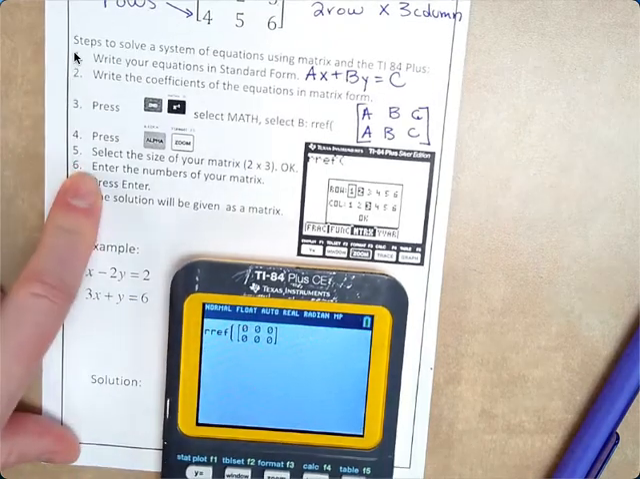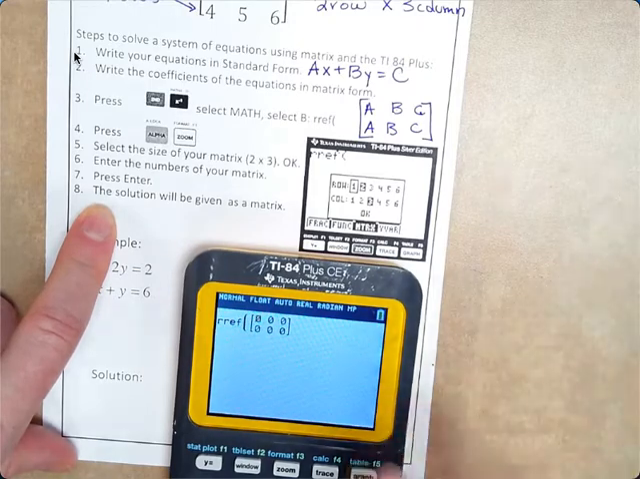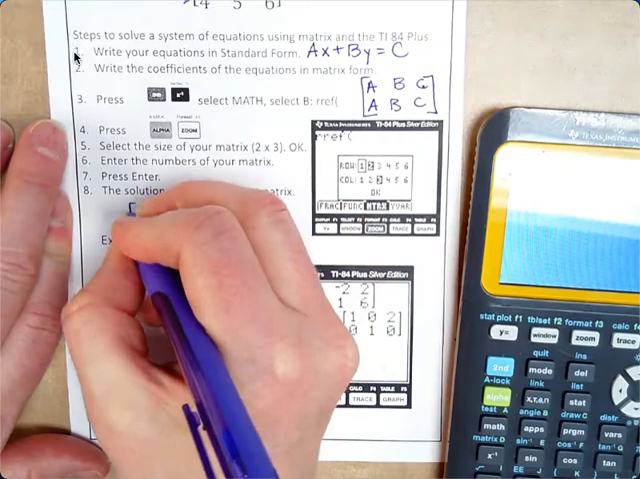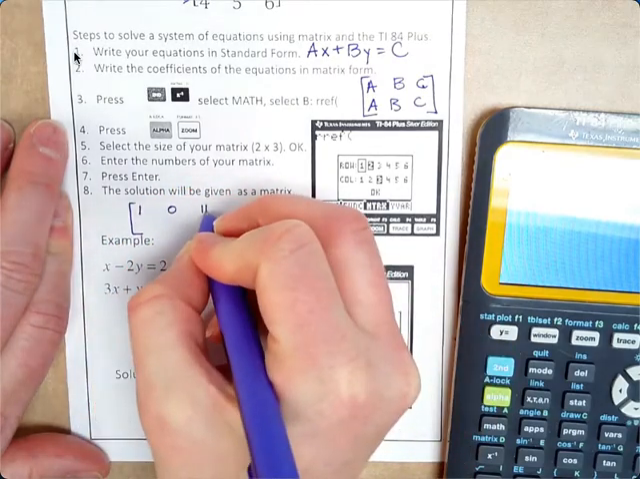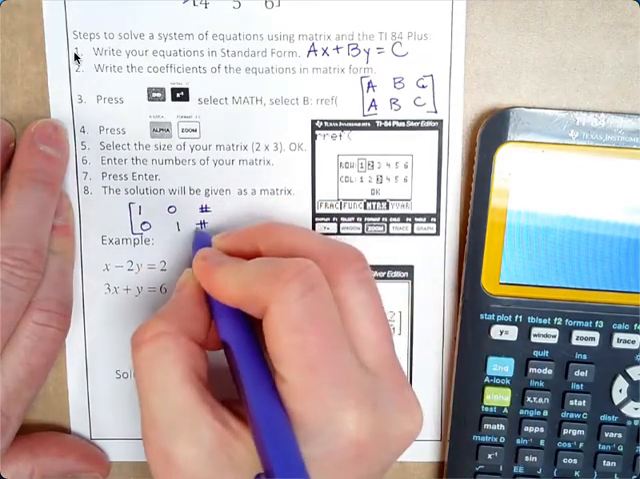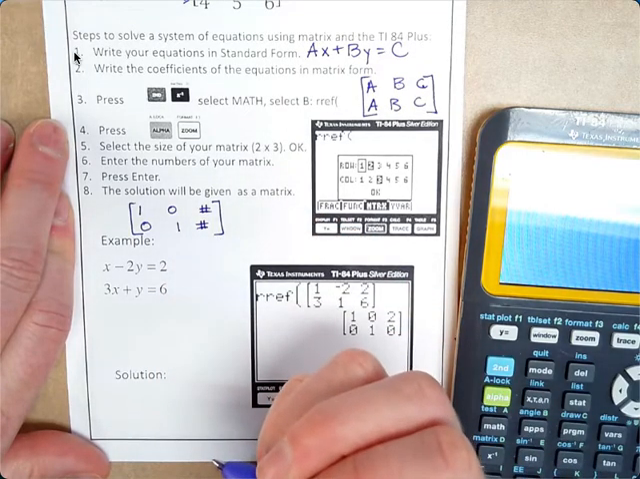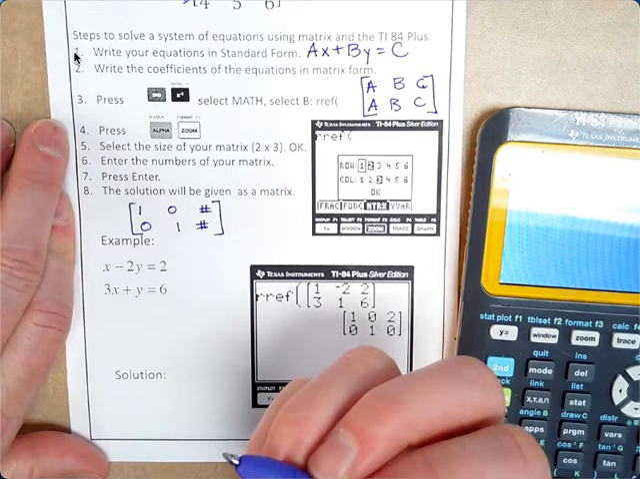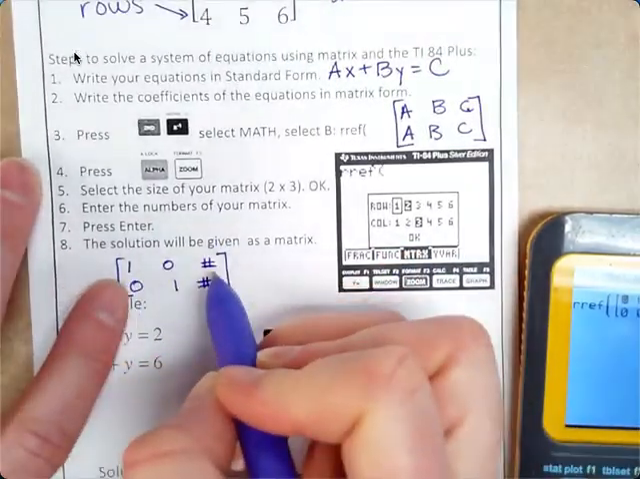Okay, and then you would enter the numbers of your matrix, press enter, and the solution will be given as a matrix. We're not actually going to do it just yet. But this is how your solution will look. It'll come out as 1, 0, and then some number, and then 0, 1, and some number. And we would convert this back to our standard form.